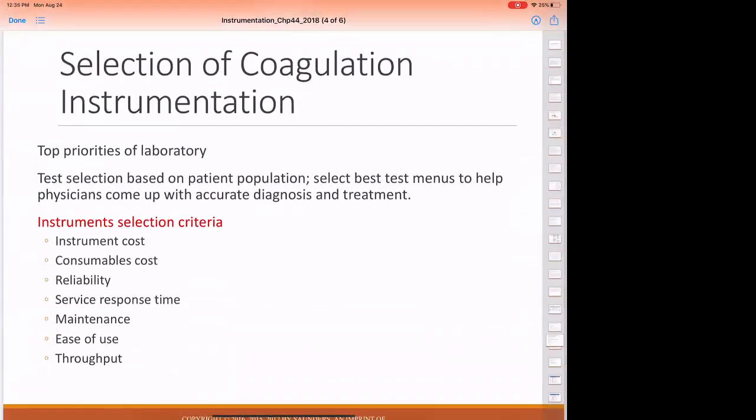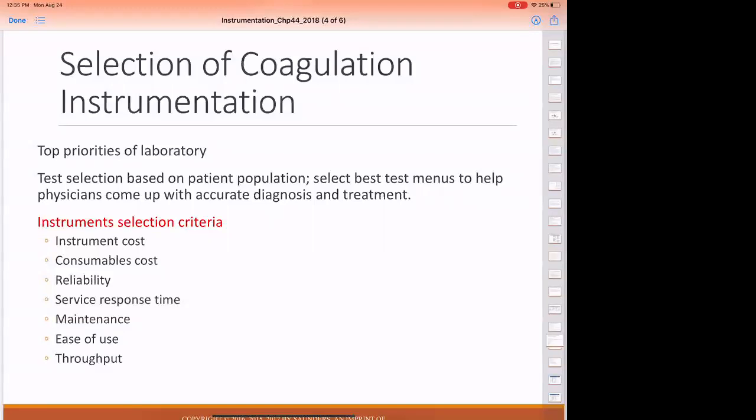Okay, so basically, it is going to be very important for the management in the lab to take into consideration all of the factors, all of the variables needed in order to select the appropriate instrument for your laboratory. So basically, test selection and instrument selection is based on a patient population. You have to select what best test menus you can have to help physicians come up with accurate diagnosis and treatments for the patients in your hospital or in your reference lab.